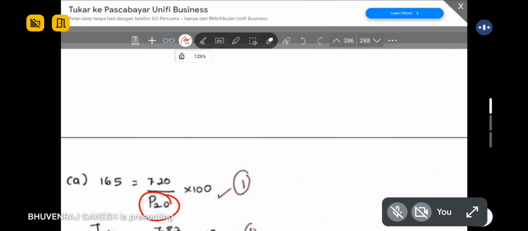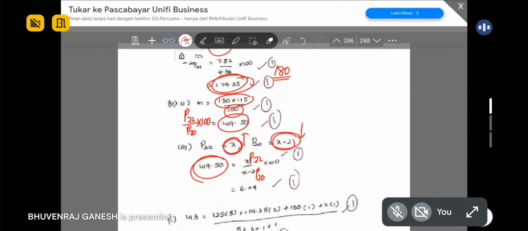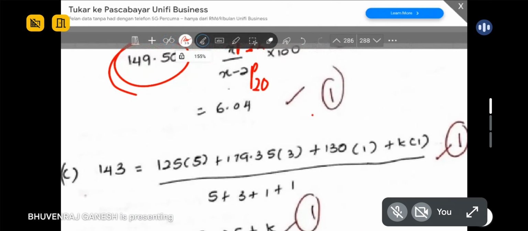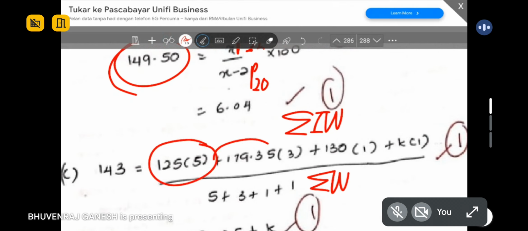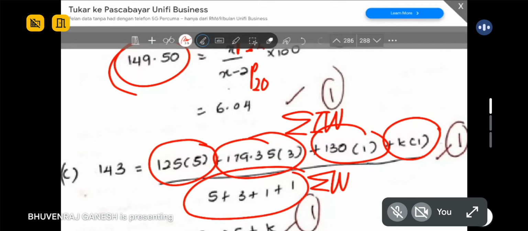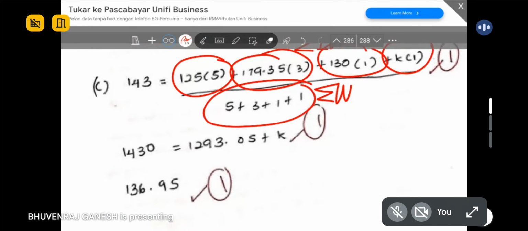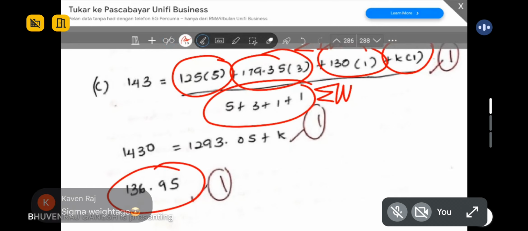Alright. So now you guys just use the composite index formula. Use the formula. It's the sum of index times weightage over sum of weightage. This is the formula. You just need to multiply index and weightage, divided by the total weightage. Then you solve the equation and find the K value. So this is your K answer, guys.